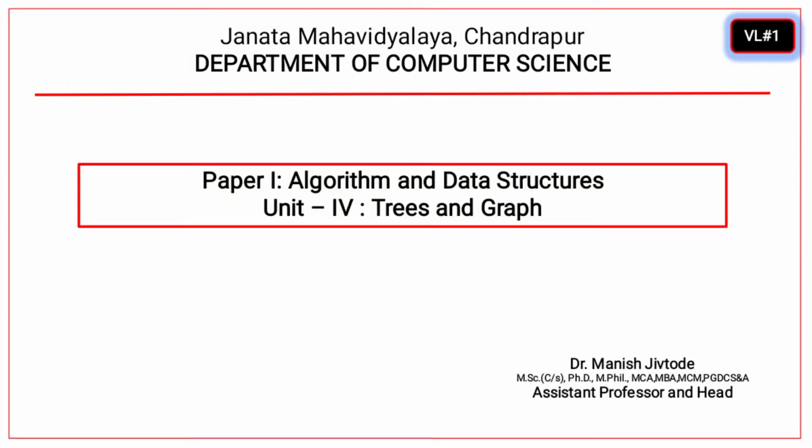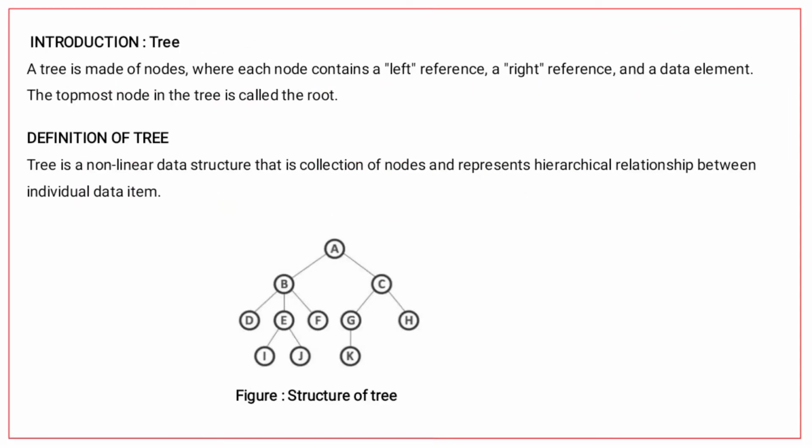Topic is tree. A tree is made of nodes, where each node contains a left reference, a right reference, and a data element. The topmost node in the tree is called the root. Every node in a tree is connected by a directed edge from exactly one other node.